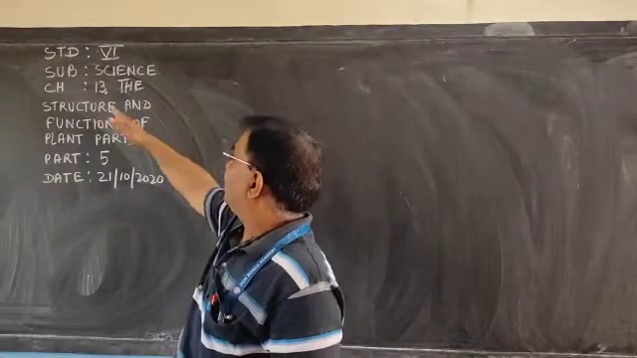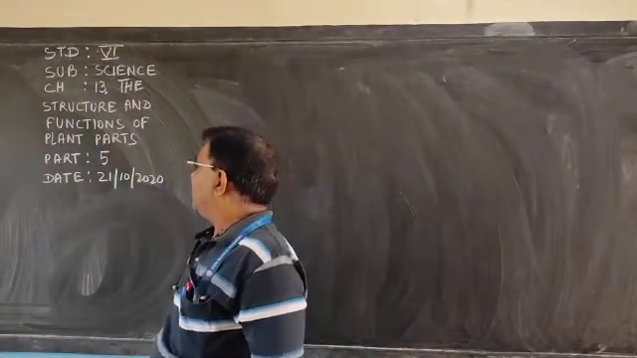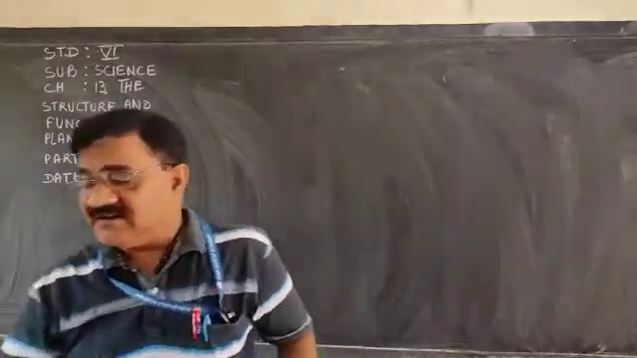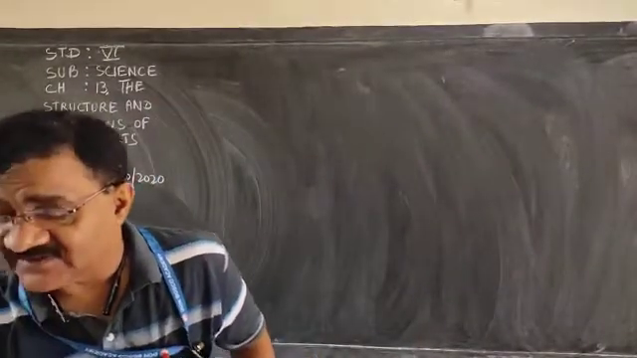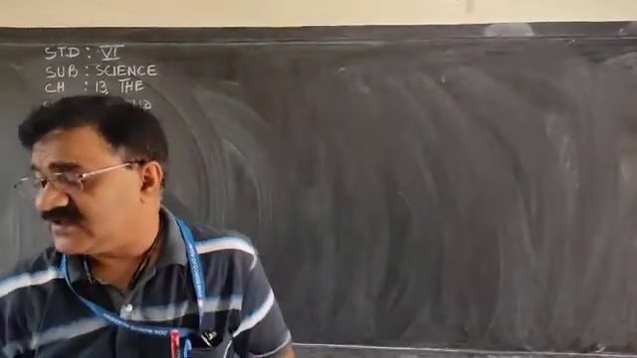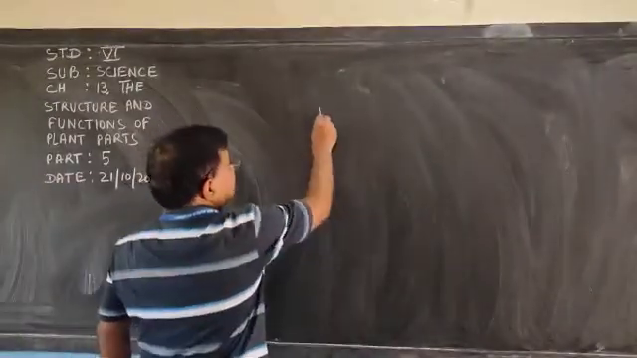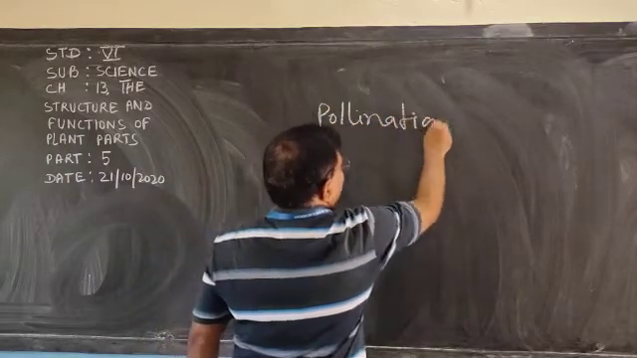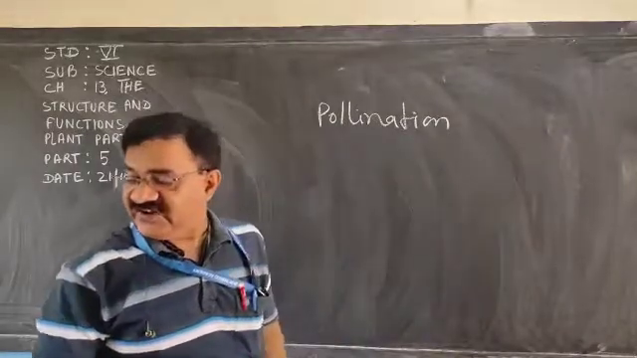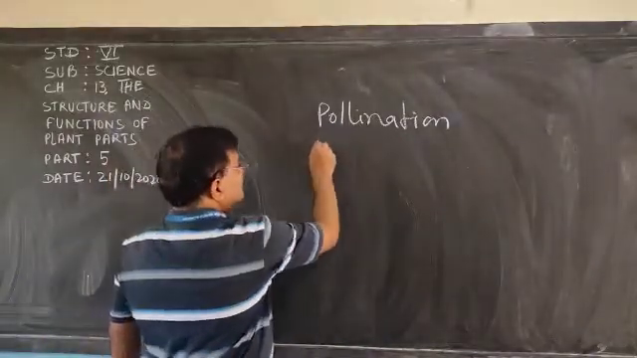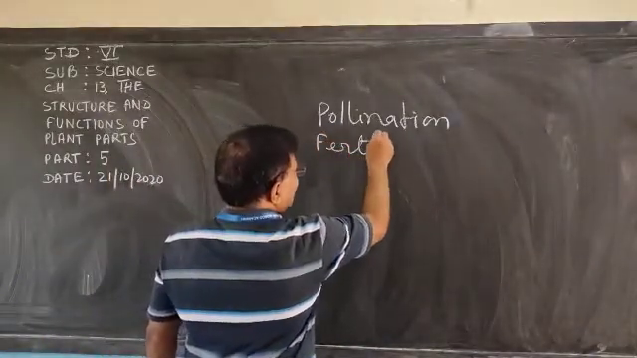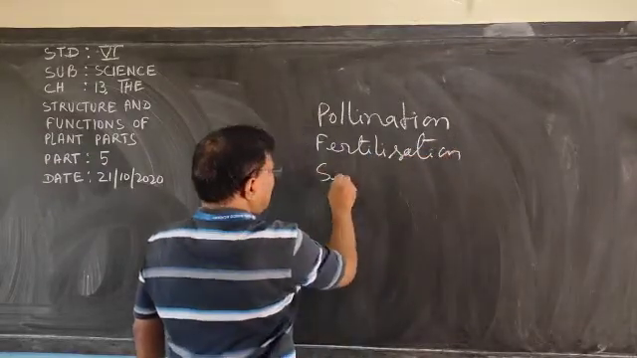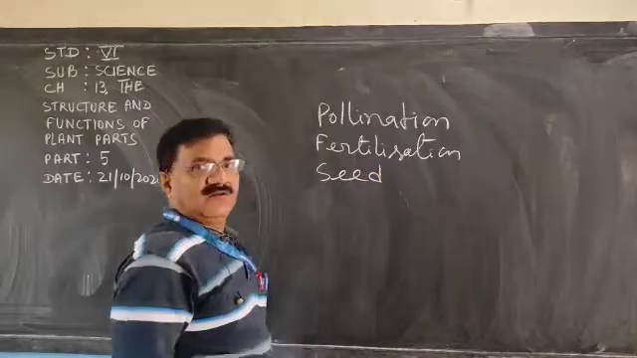Going to teach science chapter 13, the structure and function of plant parts, and it is part 5. Dear children, we have already discussed pollination, fertilization, and the seed.